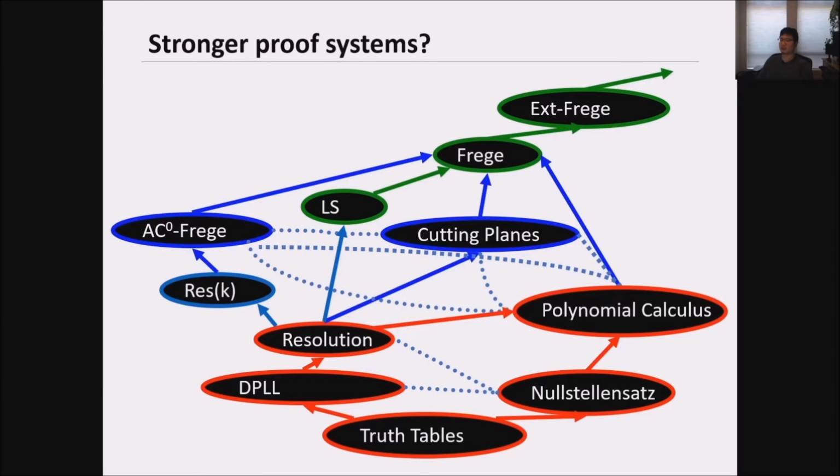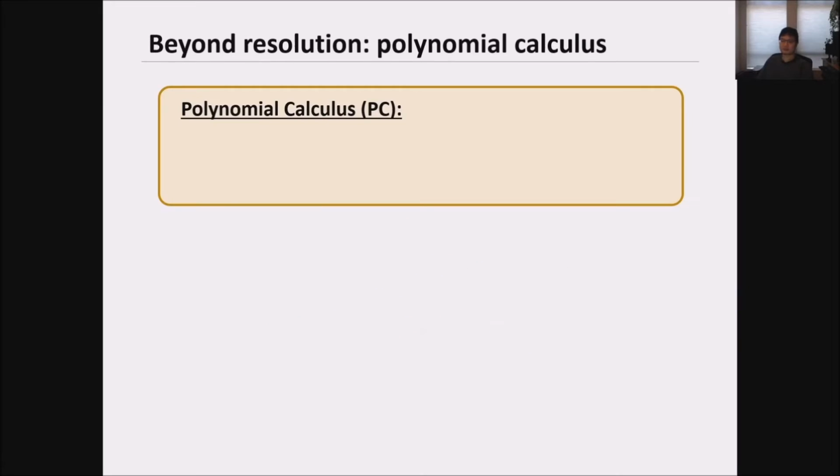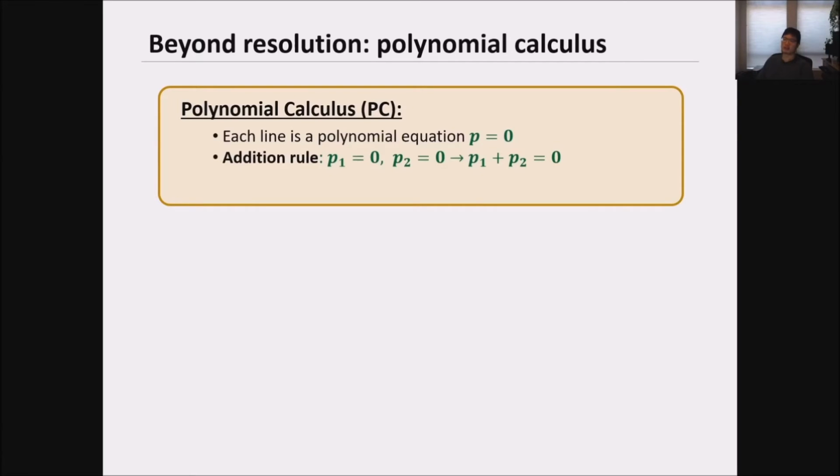We'll focus on two proof systems that are stronger than resolution, and these are polynomial calculus and cutting planes. First, let's discuss polynomial calculus. The polynomial calculus proof system is defined like this. For each line, we have a polynomial equation, p equals 0. And we have two rules. We have the addition rule, where we can add two polynomials. And we have the multiplication rule, where if we know that one polynomial is 0, then if we multiply by any other polynomial, the result should still be 0 as well.